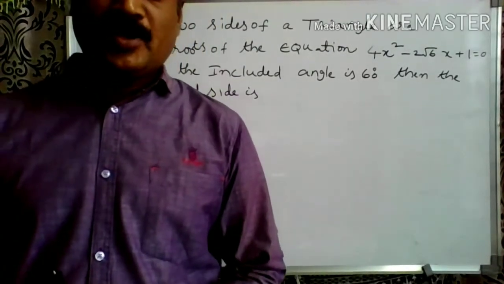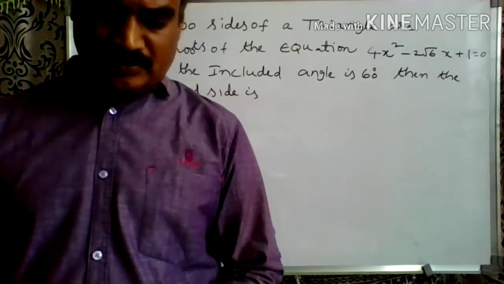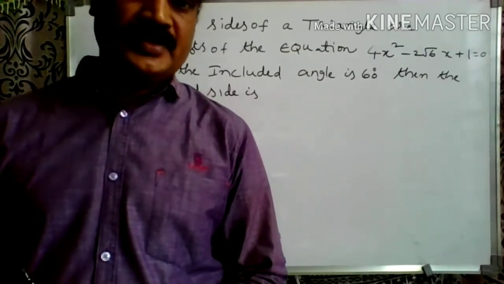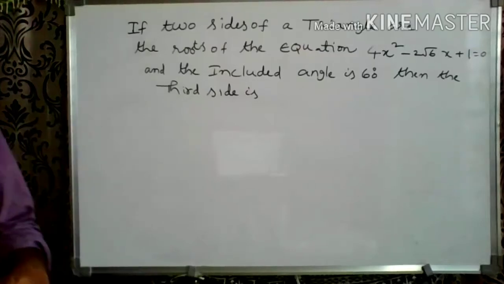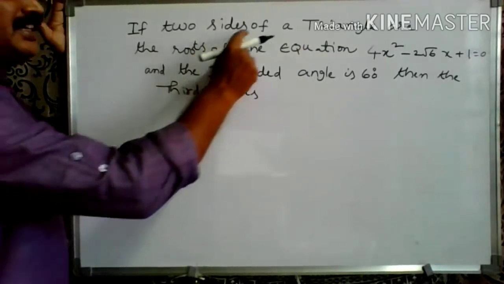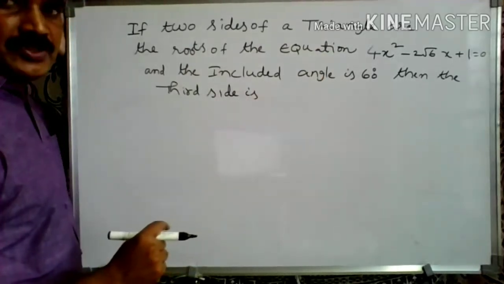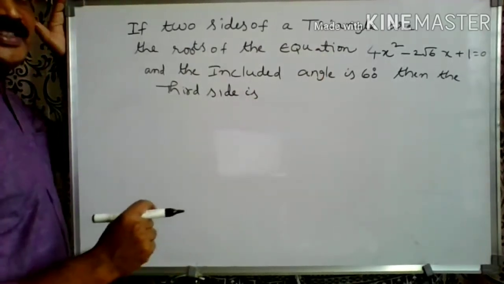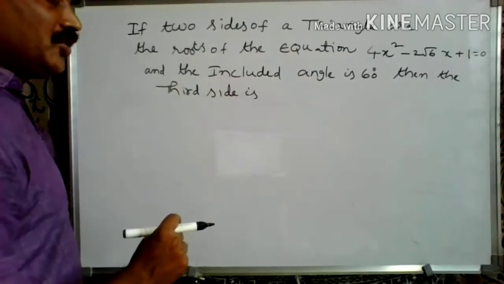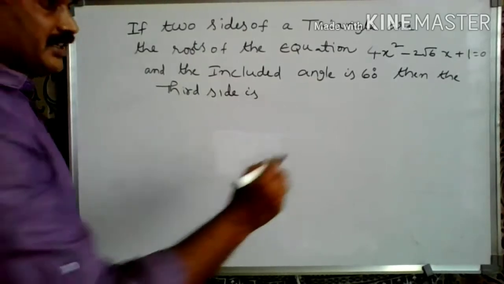Today we discuss properties of triangles, class 2. Students, if two sides of a triangle are the roots of the equation 4x square minus 2 root 6 into x plus 1 is equal to 0 and the included angle is 60 degrees, then the third side is?